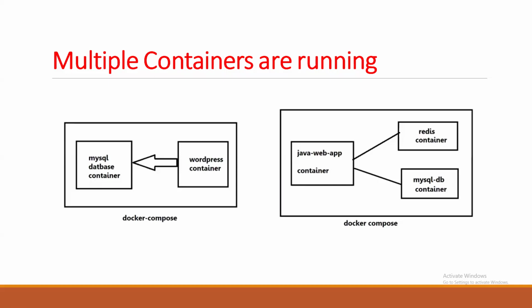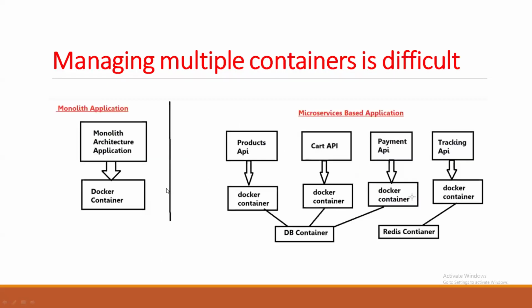Okay, so multiple containers are running through Docker Compose. A MySQL database container and a WordPress container, or a Java web app container, Redis container, and MySQL container. Three containers are running in one Docker Compose file. In this one, the MySQL database container and WordPress container, two containers, are running in one Docker Compose file.